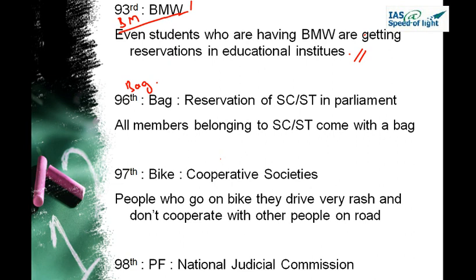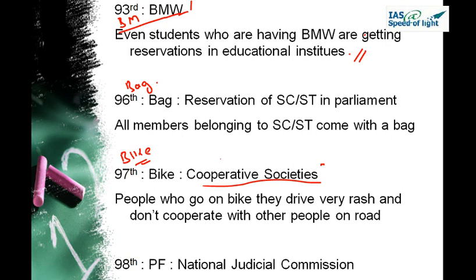97th Amendment Act. It is 9 is B and 7 is K. So our picture is bike, and it talks about the cooperative societies. So the people who go on bike, they drive very rashly and they don't cooperate with other people on the road. On the road, we all see some young people driving their bikes so rashly that it leads to accidents also. Sometimes they drive very fast. So bike, we are relating with cooperative societies, or they don't cooperate with the people on roads. 97th Amendment Act, that is BK, bike.